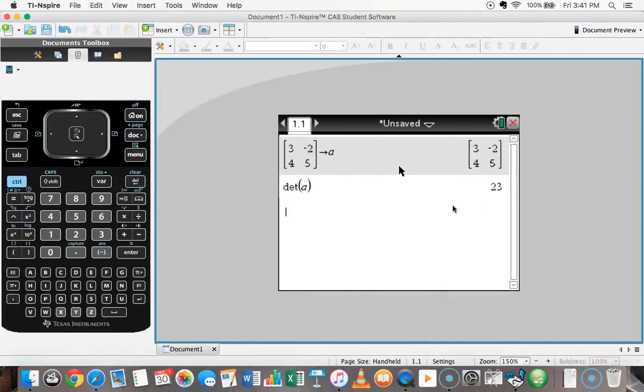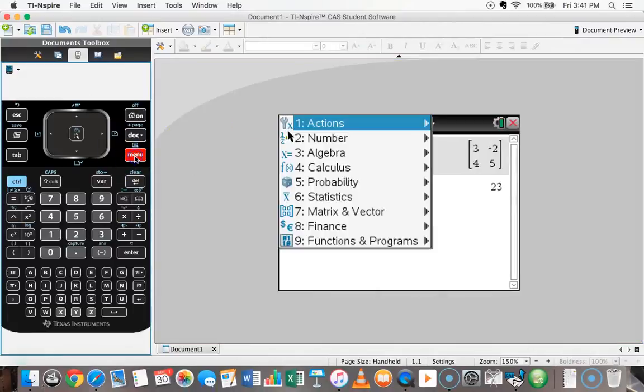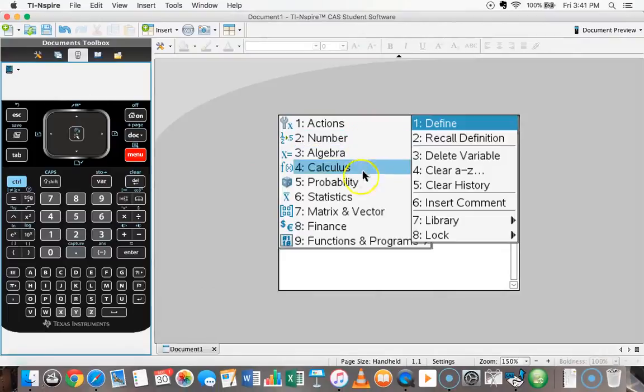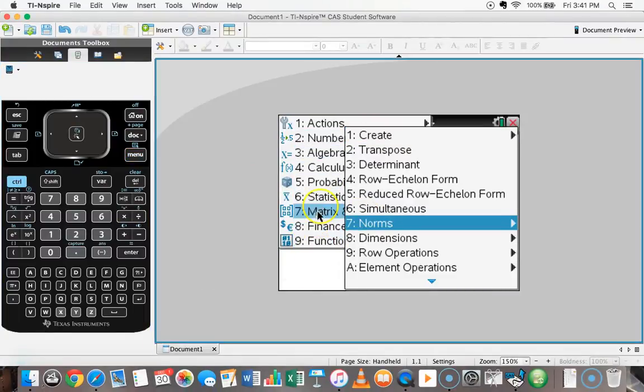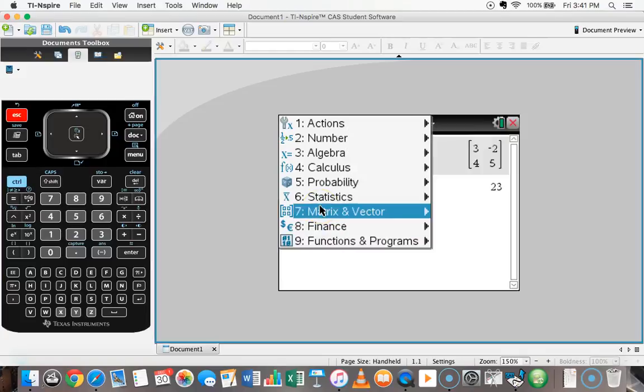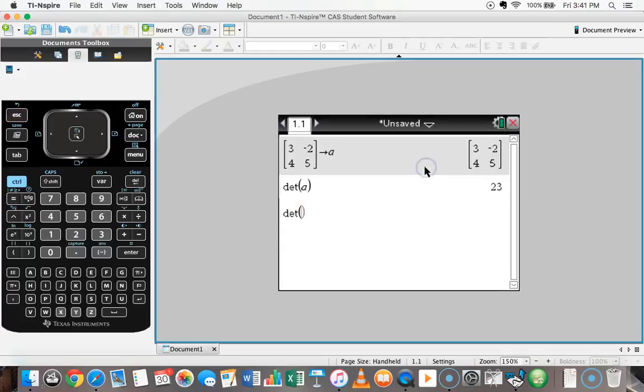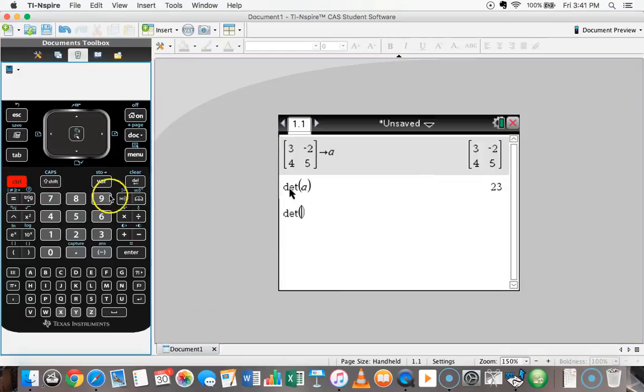You could in fact calculate the determinant without storing it. So you could just calculate the determinant, and then enter the matrix straight into there.